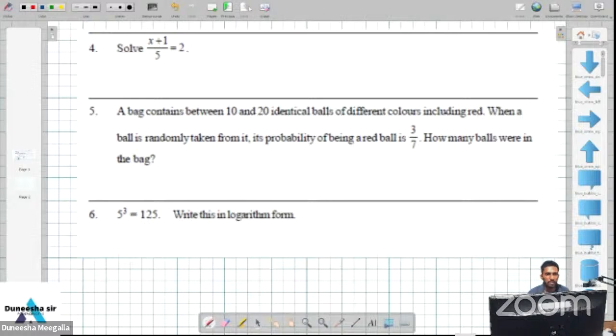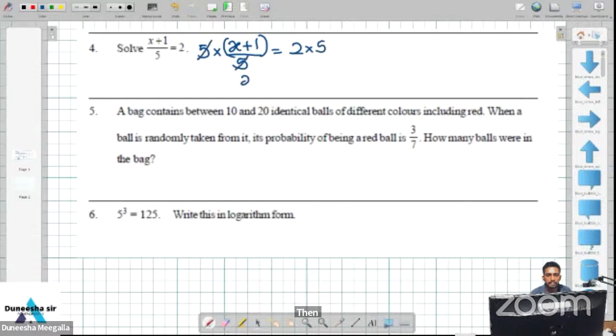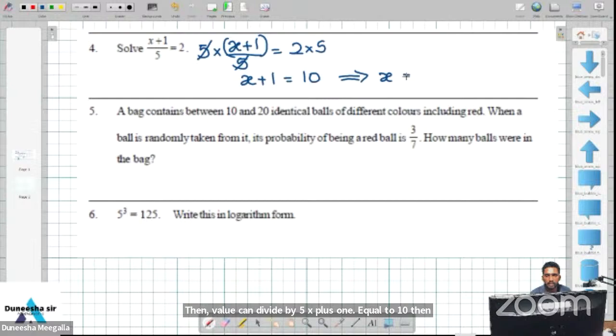Okay, how do we get the answer? x plus 1 divided by 5. We can multiply both sides by 5. Then 5 divided by 5 cancels. x plus 1 equal to 10. Then x equal to 10 minus 1. It's 9. Okay. If you got the answer for the fifth one, send it to me.